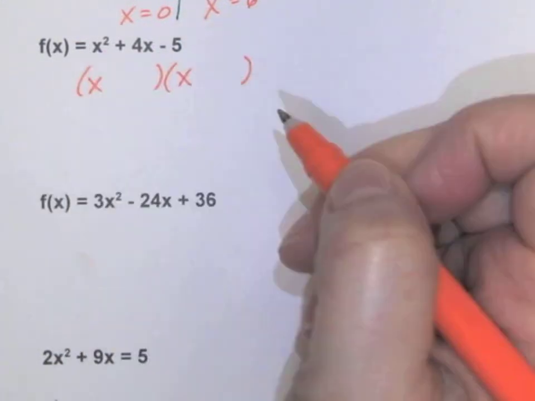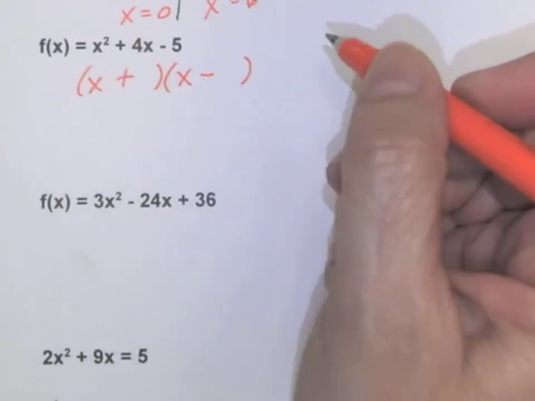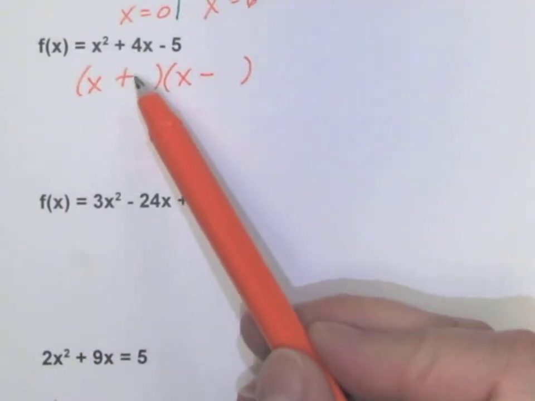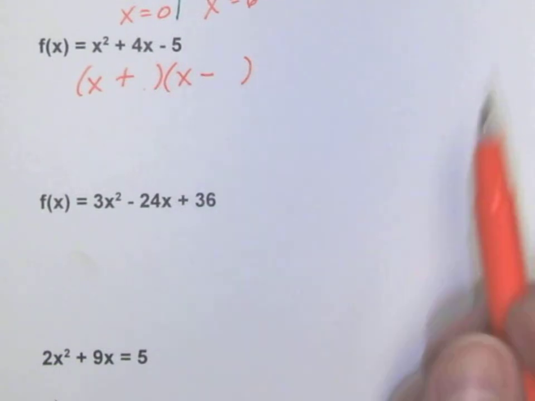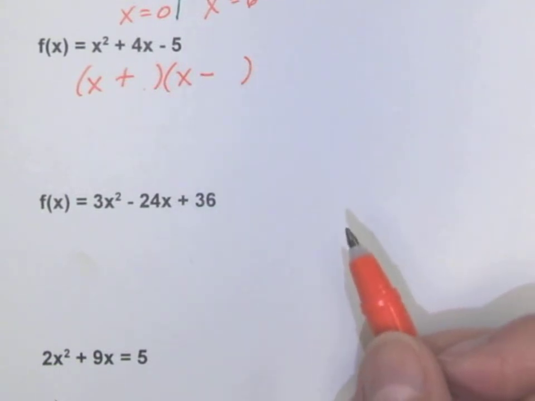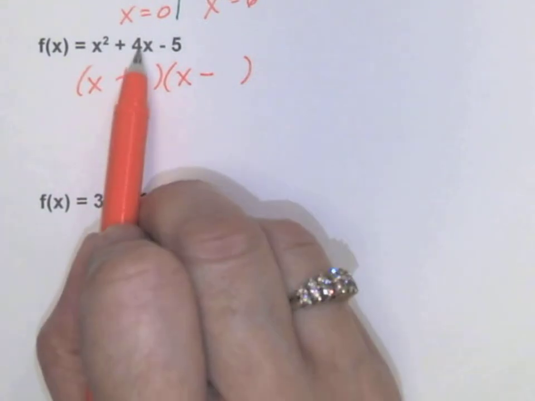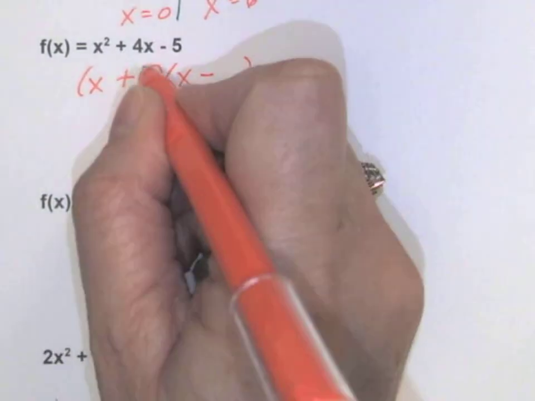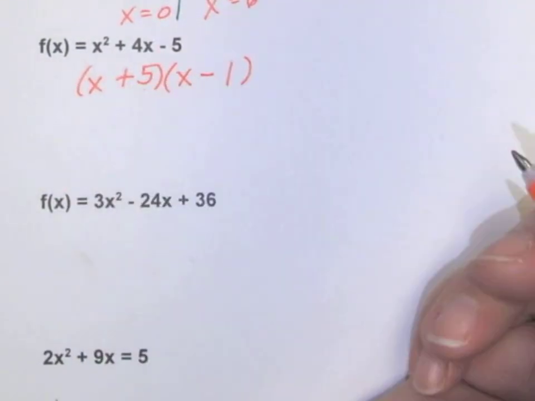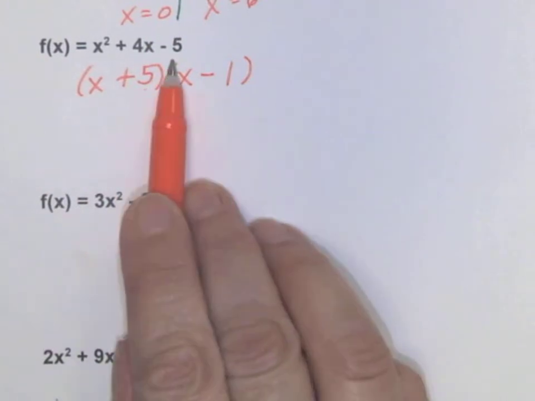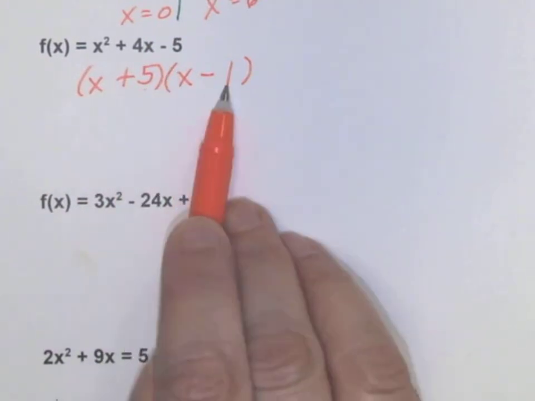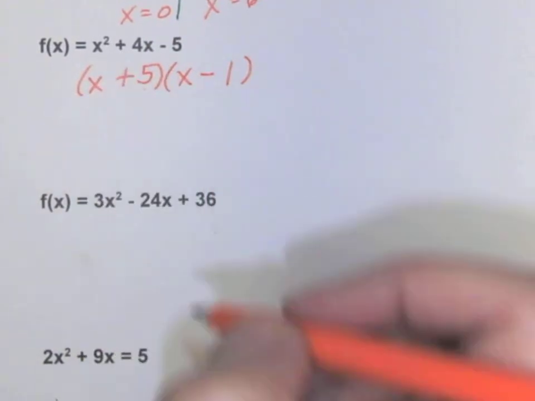X times x is x squared. I know I need a positive and a negative because a positive times a negative equals a negative. Well, the only factors of 5 are 1 and 5. To get a positive in the middle, the bigger one has to be positive. So 5 times negative 1 is negative 5. 5 plus a negative 1 is 4.